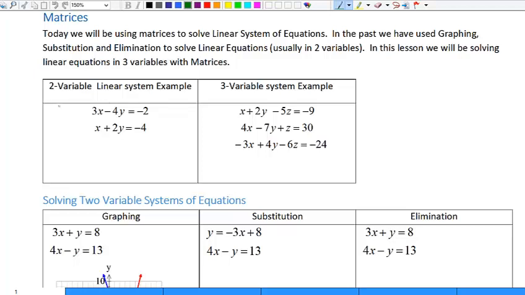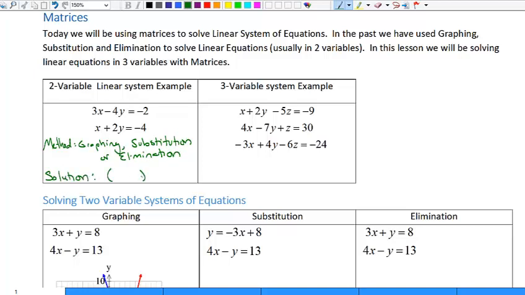So here's an example of a two-variable linear system of equations. We have 3x minus 4y equals 2, x plus 2y equals negative 4. Notice there's two equations, two letters x and y. In this case, the method to solve, we could use graphing. We could use a method called substitution, or we could use a method called elimination. The solution is an ordered pair.